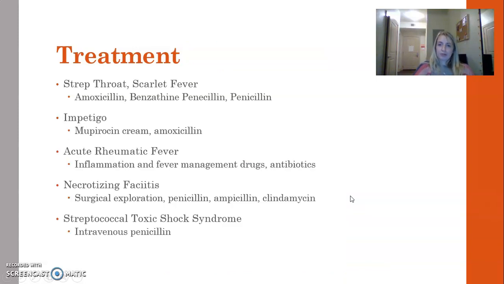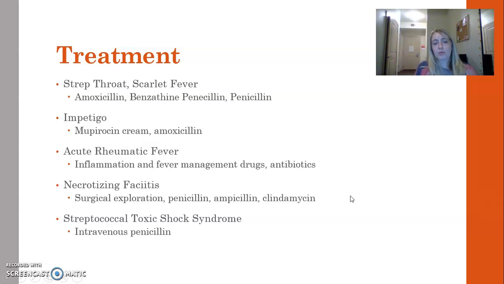So the treatments for this strep bacteria pretty much rely on broad-spectrum antibiotics. For almost all of these, you're going to see either amoxicillin, penicillin, or clindamycin. So strep throat and scarlet fever are definitely less serious. They're just going to give you some antibiotics. In impetigo, they're going to give you an antibiotic cream. And if it gets bad enough, they're going to give you amoxicillin.